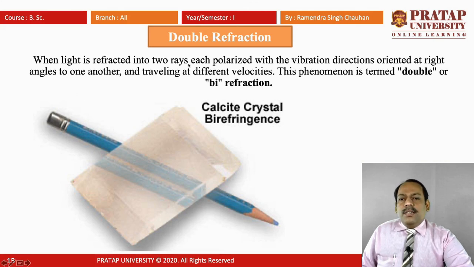When light is refracted into two rays, each polarized with vibration directions oriented at right angles to one another and traveling at different velocities, this phenomenon is termed double refraction or birefringence. Here we are seeing the calcite crystal and we can see birefringence because we are observing the two images of this pencil.